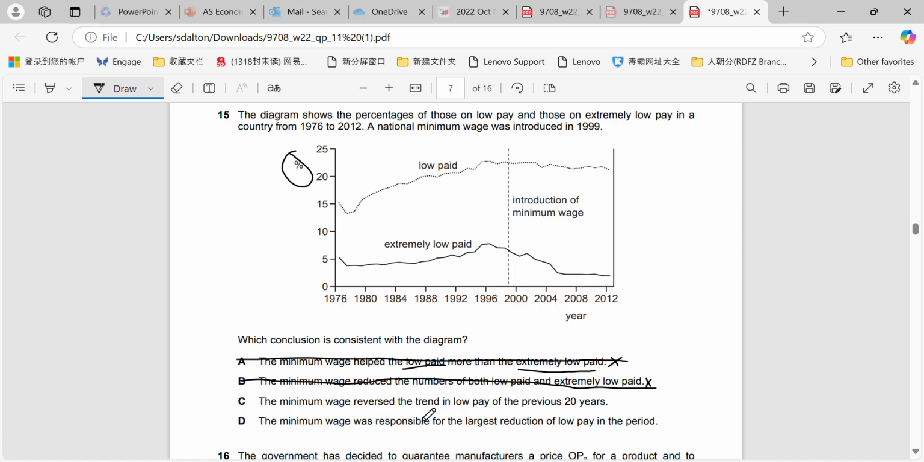Minimum wage reversed the trend in low pay. Okay. Yeah, so that'd be true, because we can see here the trend was increasing for both extremely low paid and for just normal low paid. The trend leveled out after the introduction of the minimum wage, and it actually decreased as a percentage of the people who were extremely low paid after the introduction of it in 1999. Therefore, D has to be incorrect. Minimum wage was responsible for the largest reduction of low pay in the period. Okay, so that cannot also be concluded from the diagram.